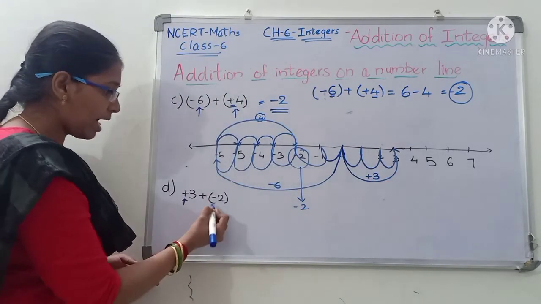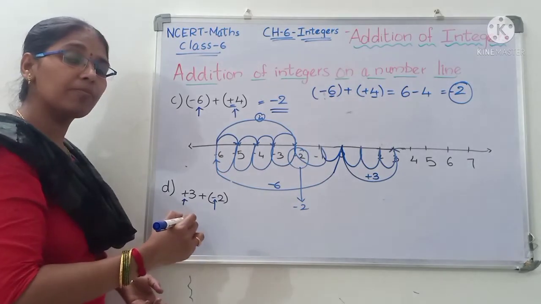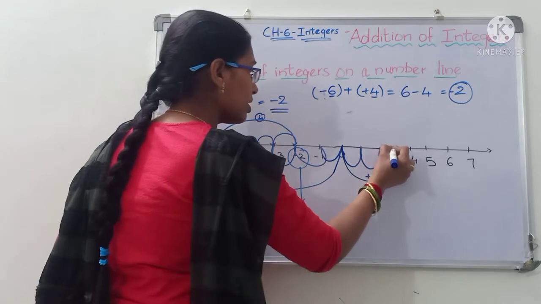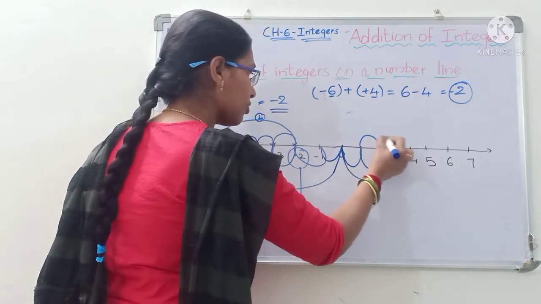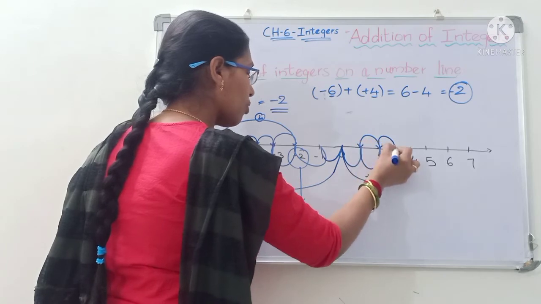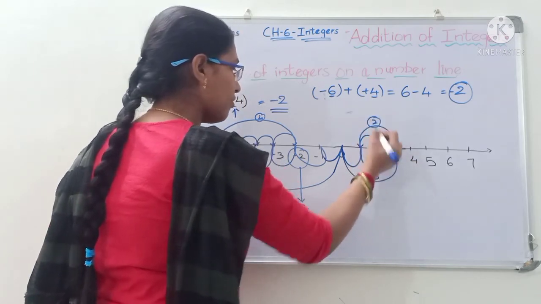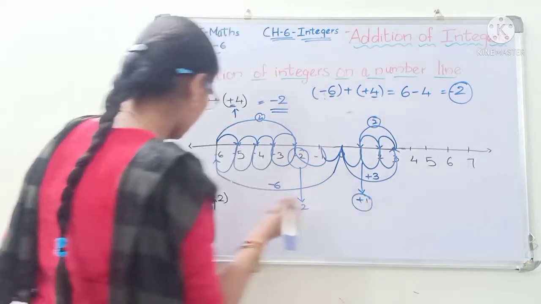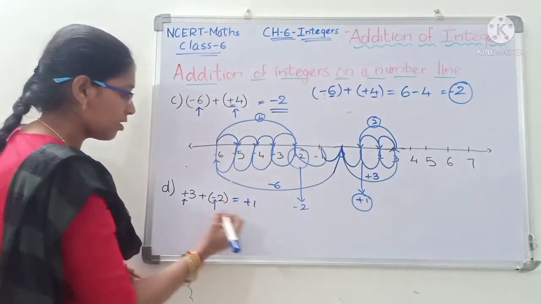Then they said to add minus 2. They said to add a negative number. Negative number means you should move towards left. So from plus 3, move 2 steps left. From 3 you got 1. You move 2 steps left. The answer is plus 1. So plus 3 plus minus 2 is plus 1.